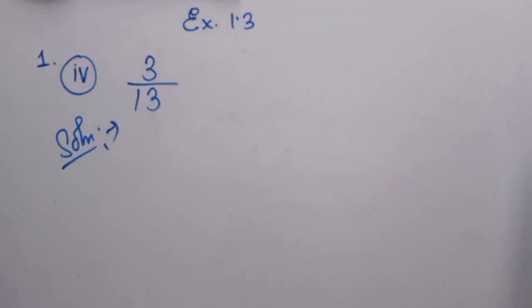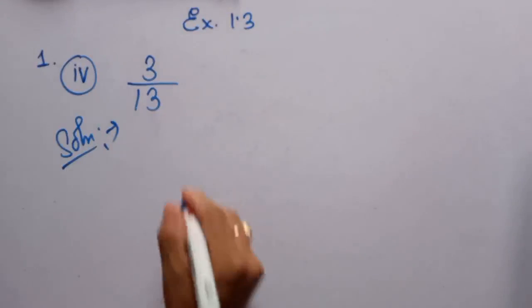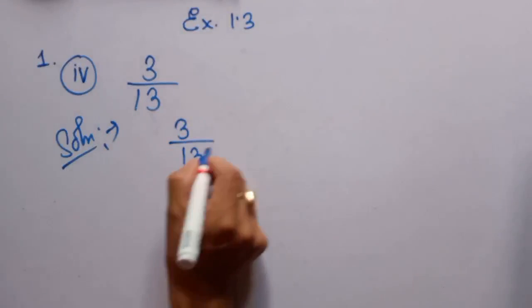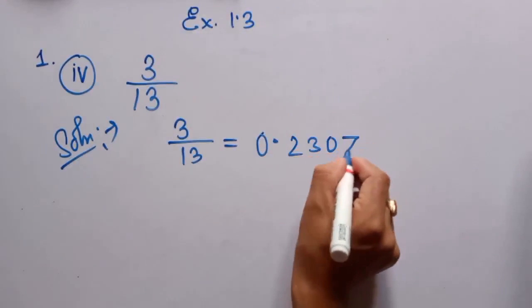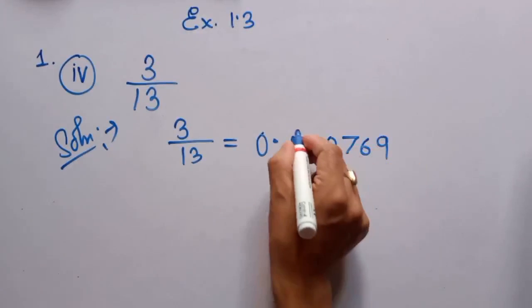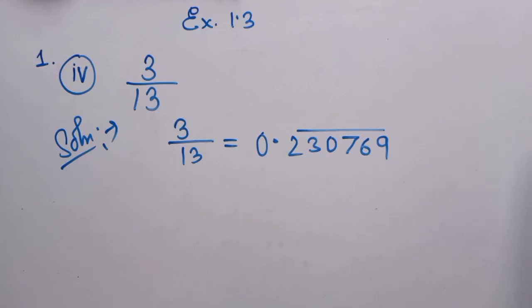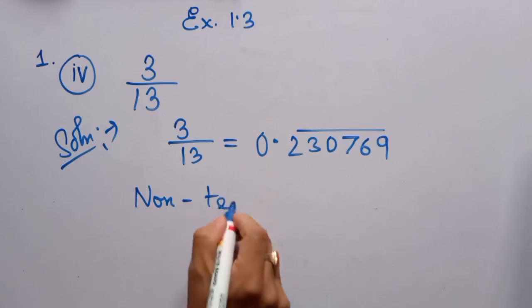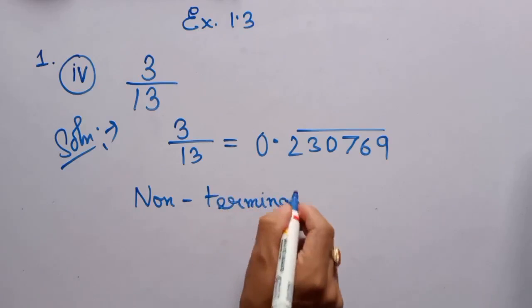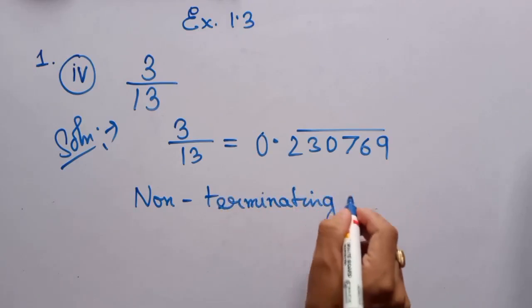Next, Roman number 4, 3 by 13. After converting 3 by 13 into decimal, we will get 0.230769 bar as its decimal expansion. So in this decimal expansion, you can see the repeating block is 230769. So such type of decimal expansion will be a non-terminating repeating decimal.